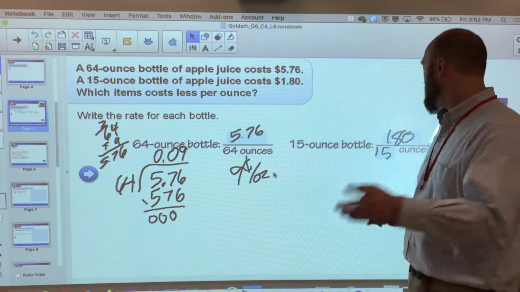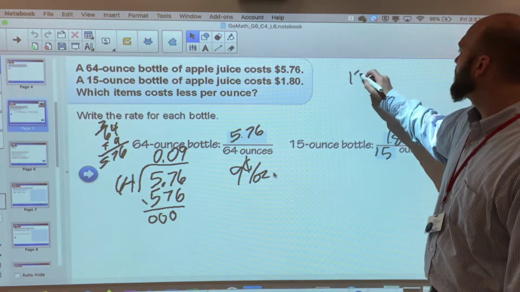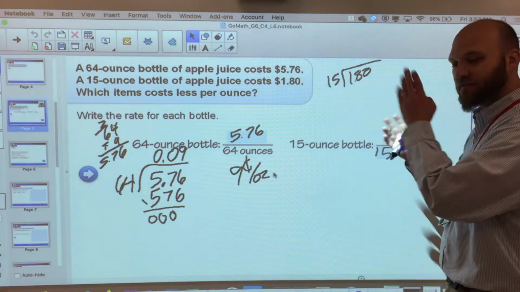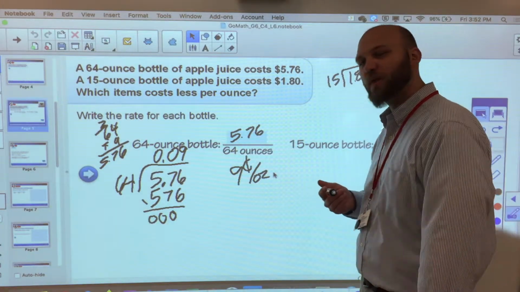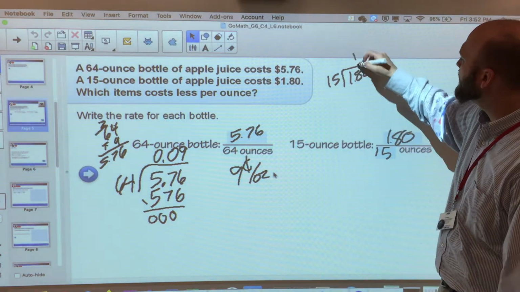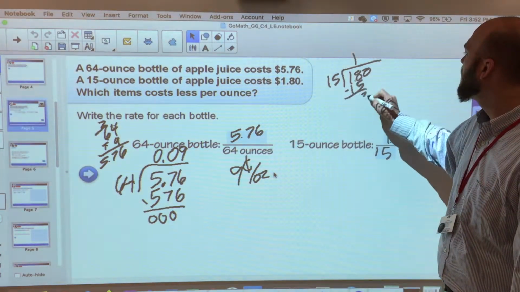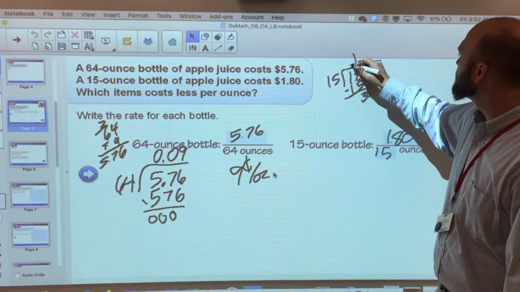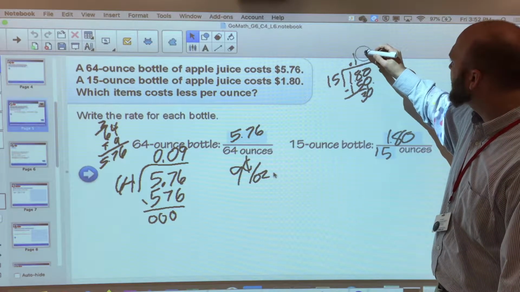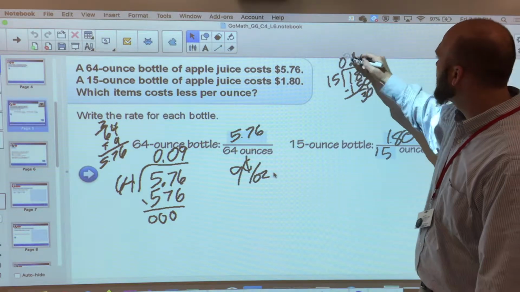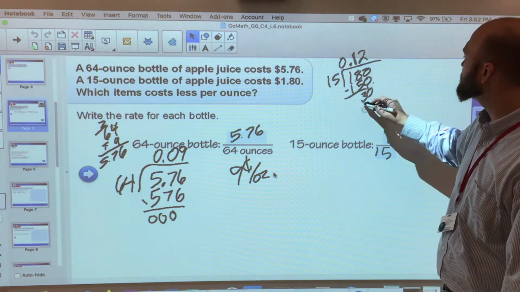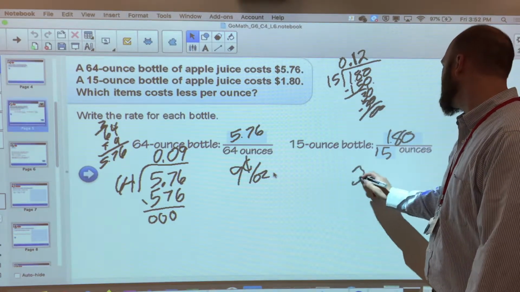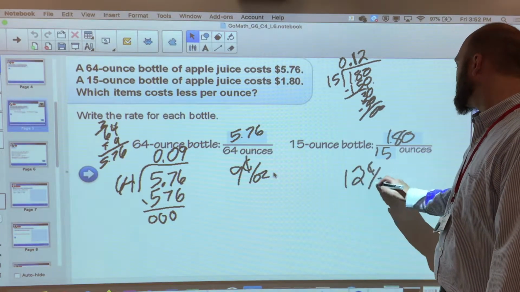9 cents per ounce. All right, so if I come over here and I have 180, or $1.80, divided by 15 ounces, because every fraction is essentially a division problem. We know that, right? 15 goes into 18 one time. Bring down the 0 and put up my decimal. Add my decimal and I find 2 times 30 cents up. This is 12 cents per ounce.